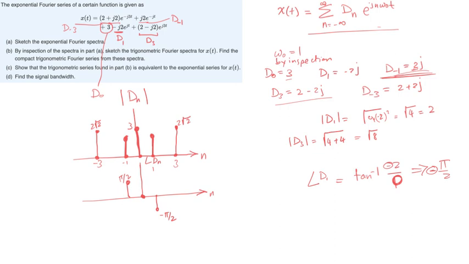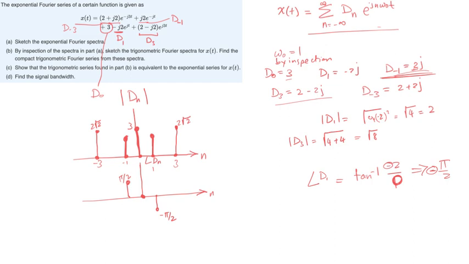So D3 is 2 minus 2j. You either do it by the calculation, and you'll end up with tan minus 1 of minus 2 divided by 2, which is tan minus 1 of minus 1. Okay? And the inverse tan of minus 1 is pi over 4 with negative, right? That's 45 degrees. Or by inspection, you have the same value for the real and the imaginary, so this must be aligned at 45 degrees, either positive or negative.